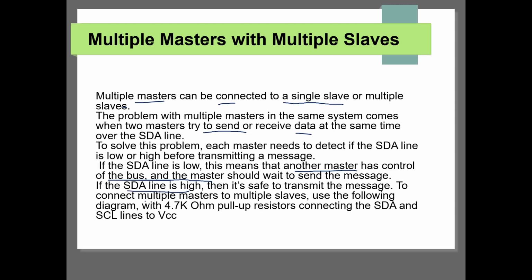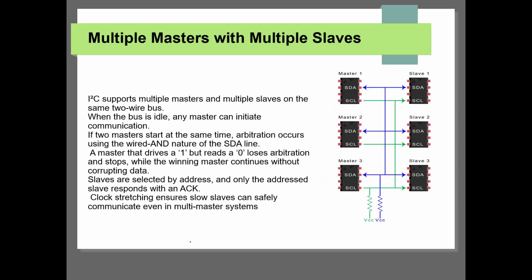To connect multiple masters to multiple slaves, use the following diagram, with 4.7 kilo ohms pull-up resistance connecting the SDA line and SCL line to VCC. Same as the previous diagram, here also we have multiple masters and multiple slaves: master one, master two, master three. I2C supports multiple masters and multiple slaves communication on a two-wire bus, both the SDA line and SCL line. See, here the SDA line and SCL line are connected to VCC through pull-up resistance.